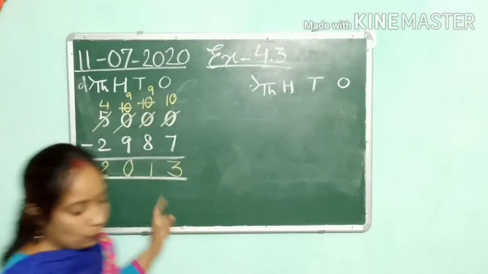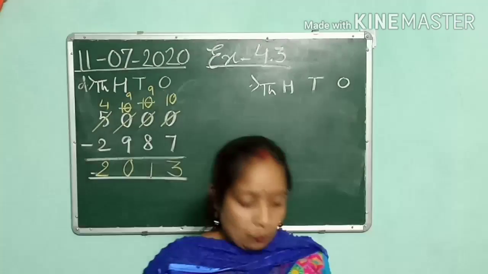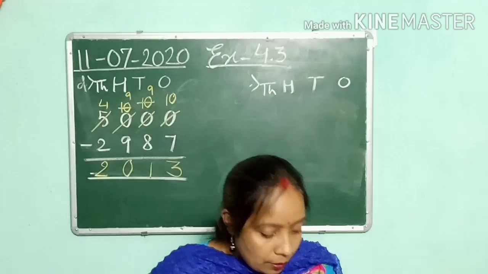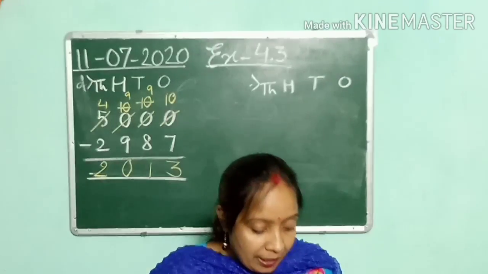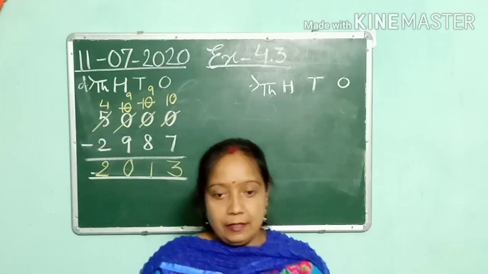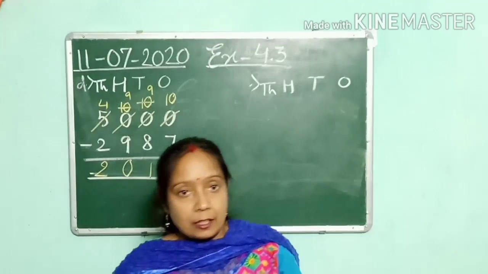Clear? Okay. Now children, move to the next question. Look at your book. The question number E, you have to subtract 2,978 from 4,016. Let's write the question.